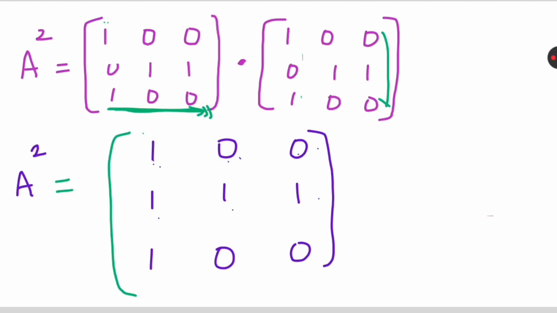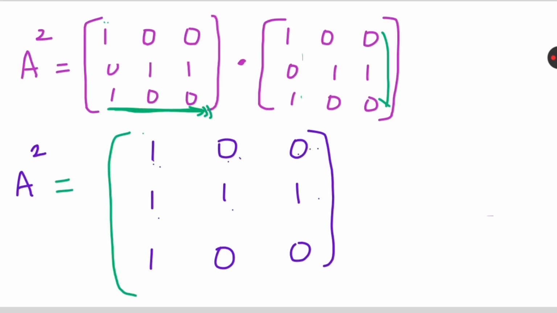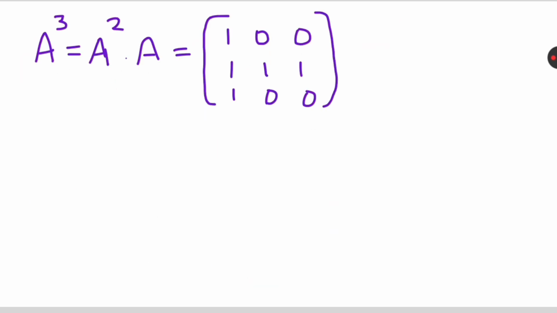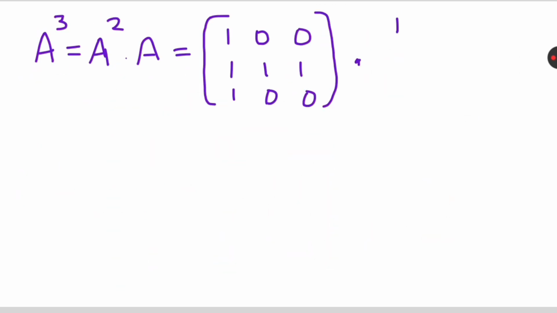A power 3, we can write this as A power 2 times A, isn't it? So just now we found A power 2, that is the first row is 1 0 0, the second row is 1 1 1, and third row is 1 0 0, that is A power 2. Now we need to multiply with A. What is our A? The first row is 1 0 0, and third row also 1 0 0. The second row is 0 1 1.